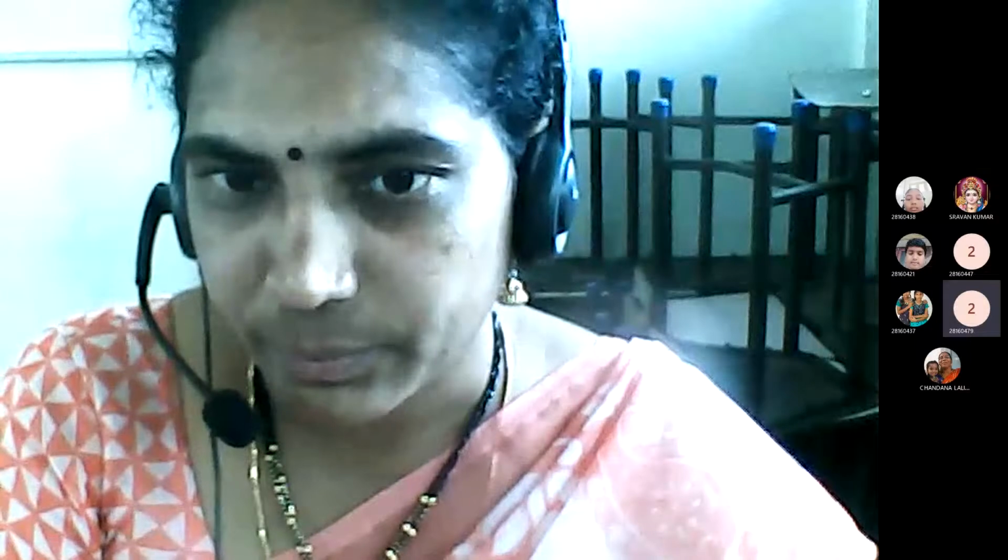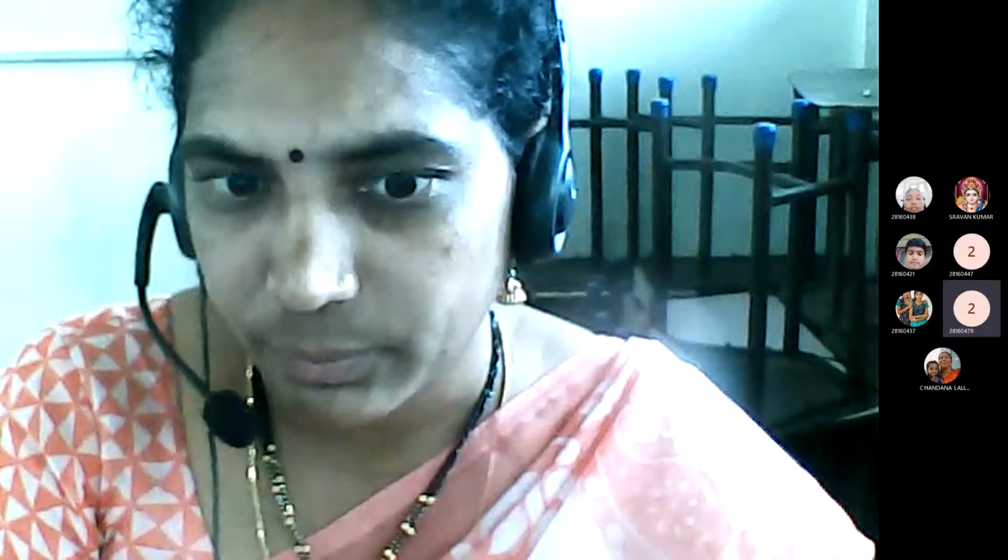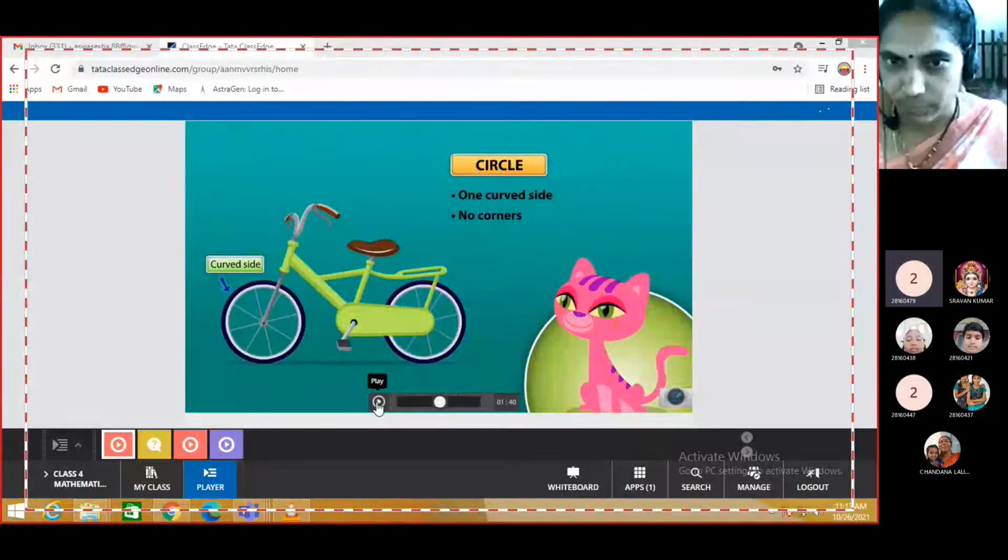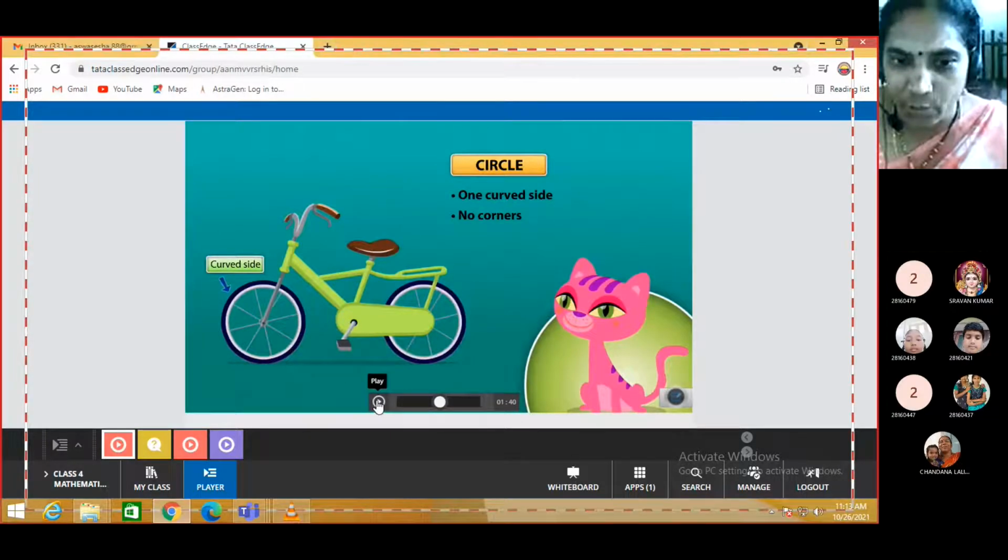But what is the main difference between a square and a rectangle? In a square, all sides are equal. In a rectangle, opposite sides are equal. Yes, in a square, all the 4 sides are equal, but in a rectangle, opposite sides are equal. Now let us see a video on a rectangle.